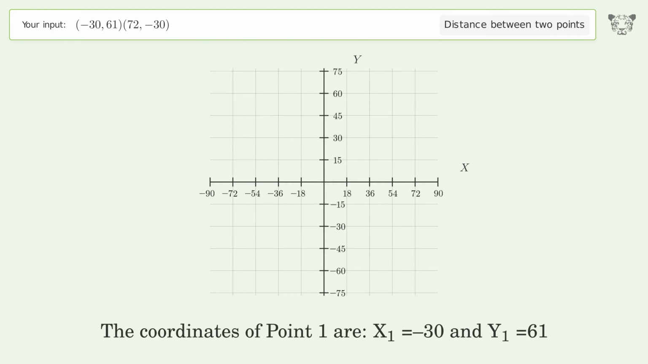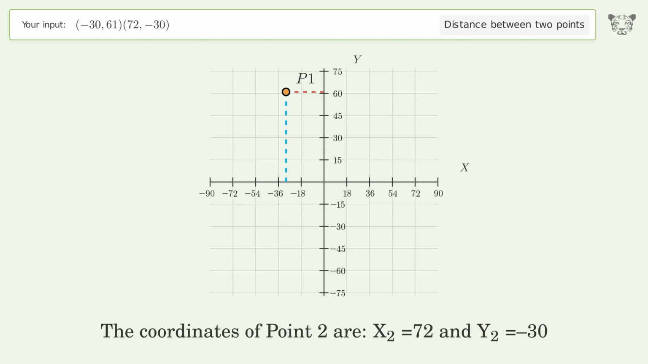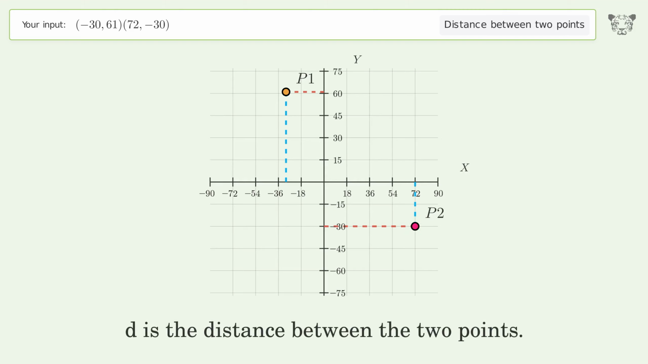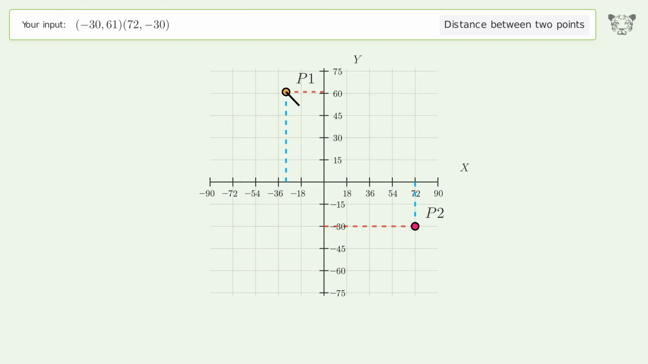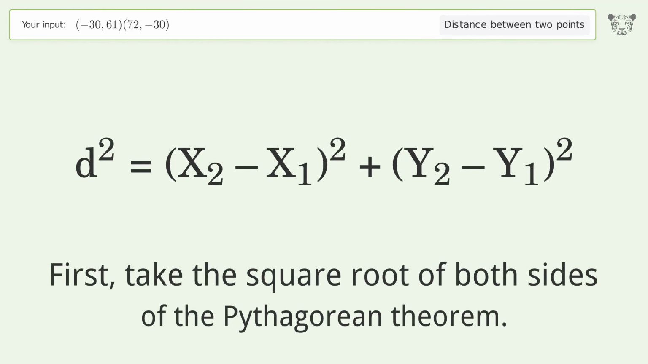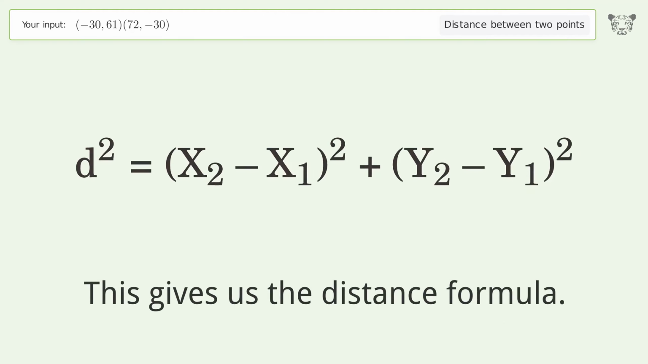The coordinates of point 1 are x1 equals -30 and y1 equals 61. The coordinates of point 2 are x2 equals 72 and y2 equals -30. D is the distance between the 2 points. First, take the square root of both sides of the Pythagorean theorem. This gives us the distance formula.